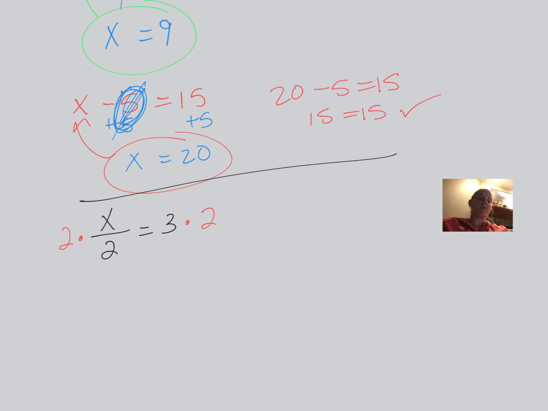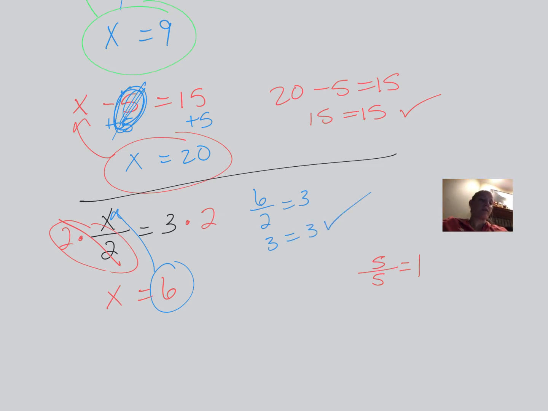And with fractions, if I have 2 over 2, or for example, if I have 5 over 5, this is just equal to 1. So if I have this 2 over 2, it's really just 1. So it's 1x, but we don't tend to write the 1, so really we just leave it as just plain x. And then on the other side, I have 3 times 2 is 6. And again, I can plug it in and check. So let's plug this 6 in for x. So 6 over 2, is that equal to 3? 6 divided by 2 is 3. And yep, 3 equals 3, so we've got the correct answer.